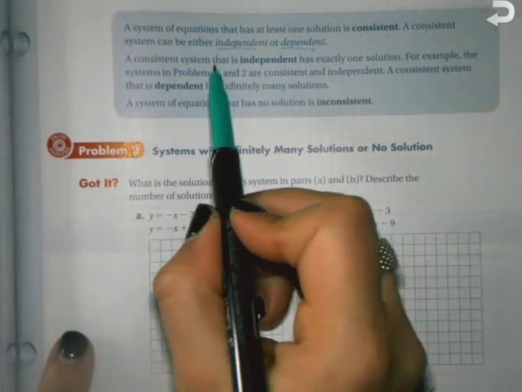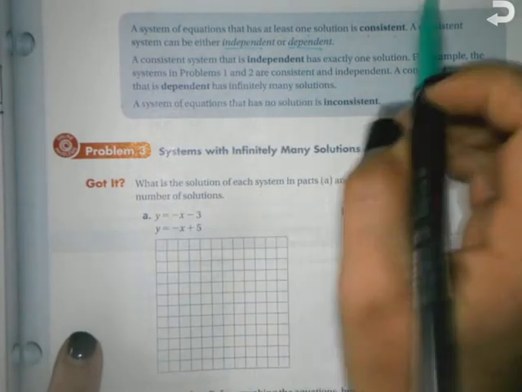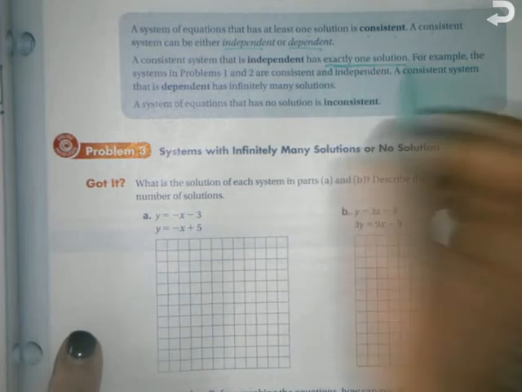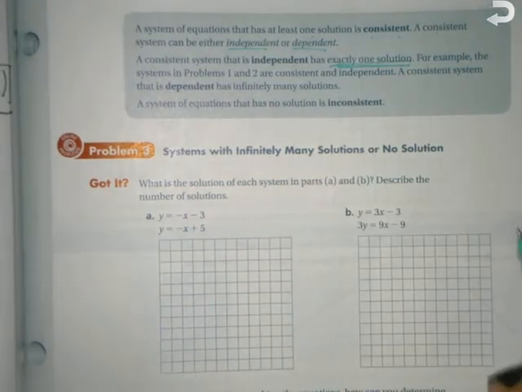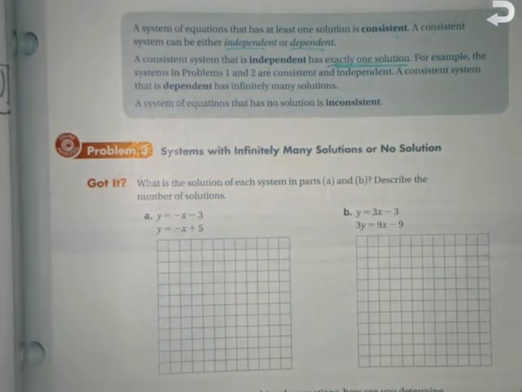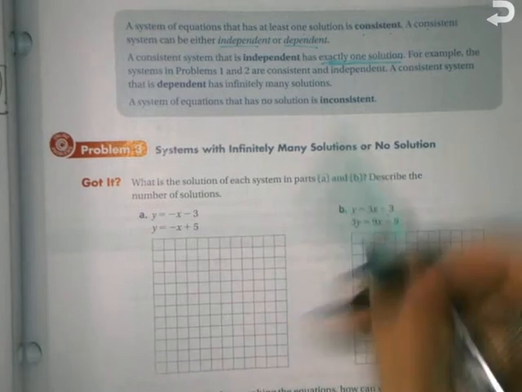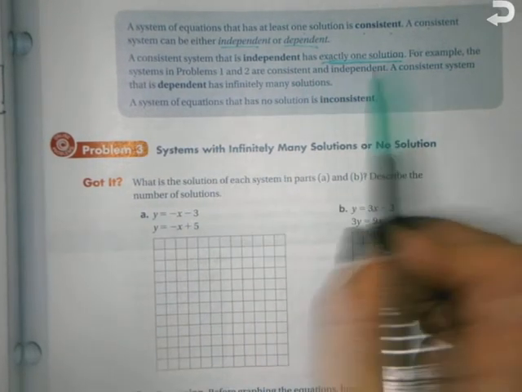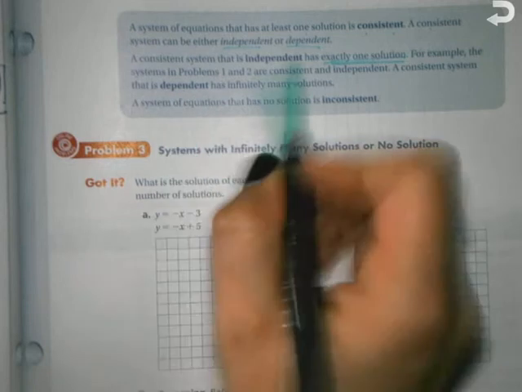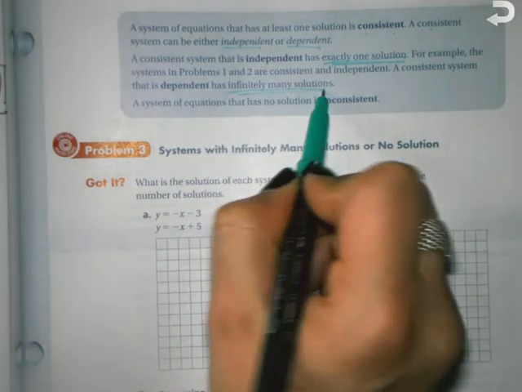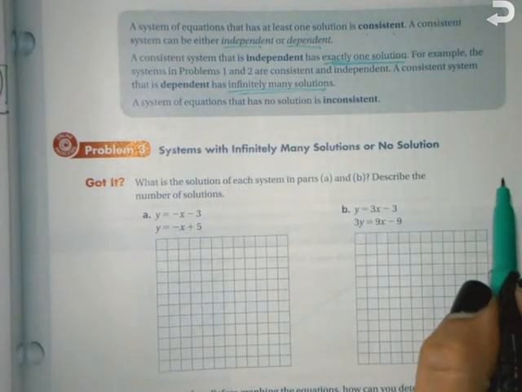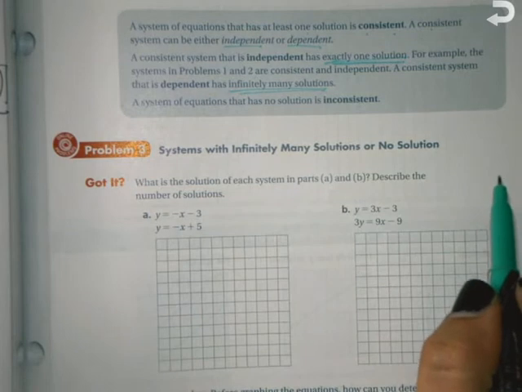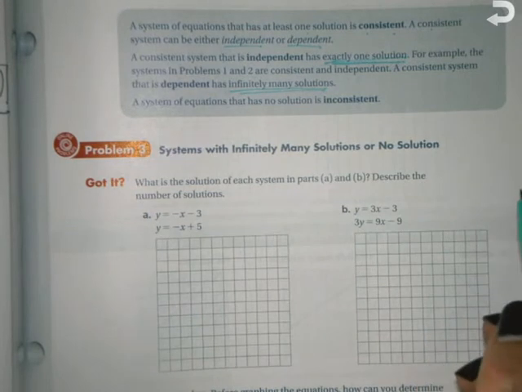A consistent system that is independent has exactly one solution. So all of the ones that we have done so far have been consistent and independent because they all had one solution. Make sense? They cross one time. So for example, the systems in problems 1 and 2 are consistent and independent. A consistent system that is dependent has infinitely many solutions. Okay, so meaning our systems that are consistent either have one solution or infinitely many.